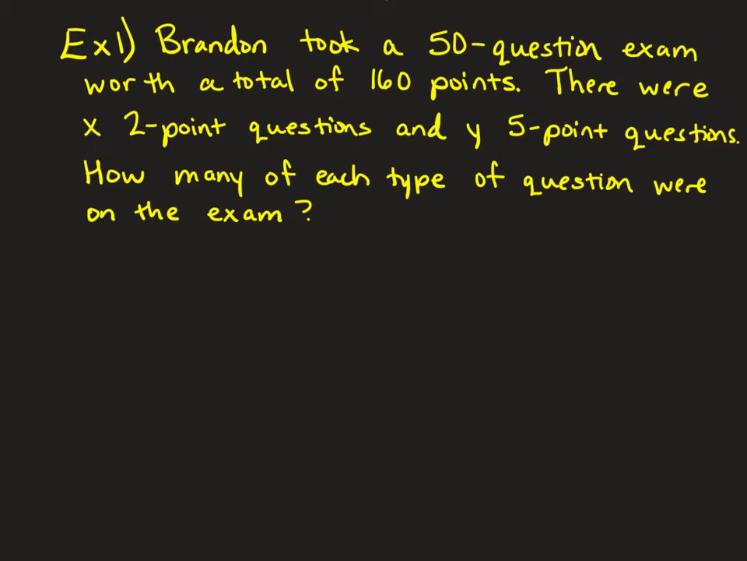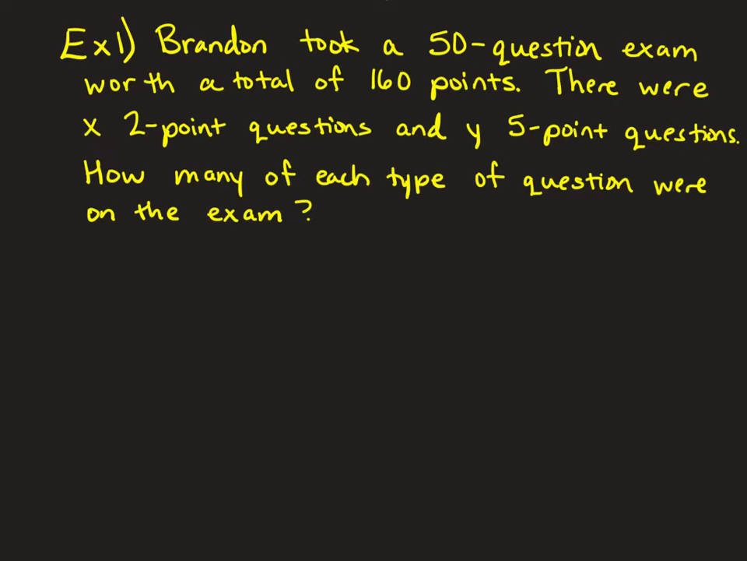Example 1. Brandon took a 50-question exam worth a total of 160 points. There were X 2-point questions and Y 5-point questions. How many of each type of question were on the exam? So notice we're dealing with X and Y. There were X number of 2-point questions and Y number of 5-point questions. So I could actually set up a system.